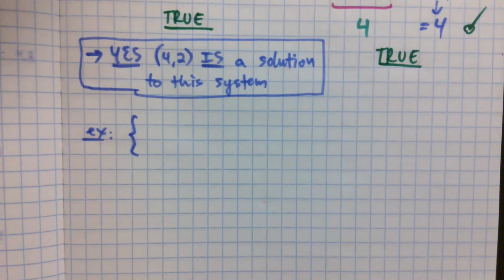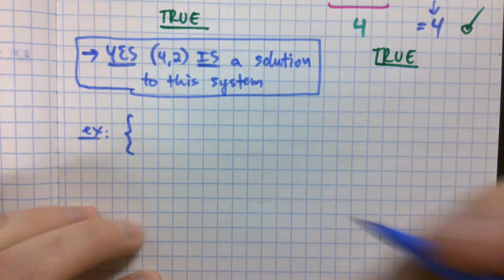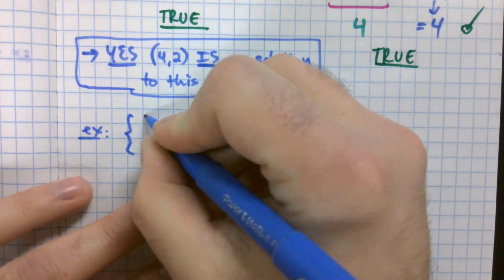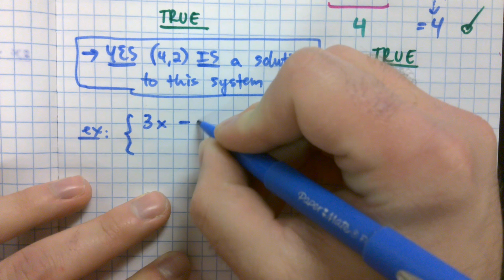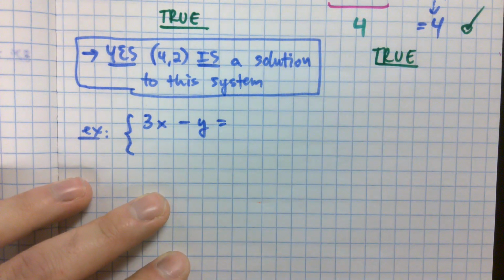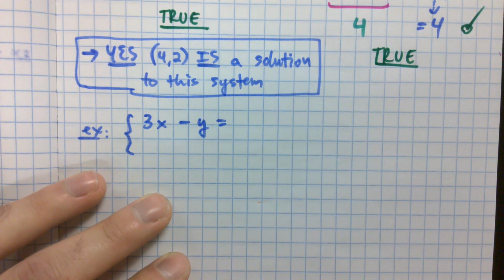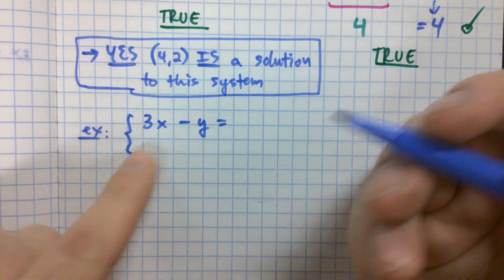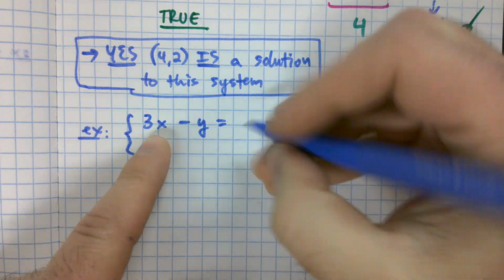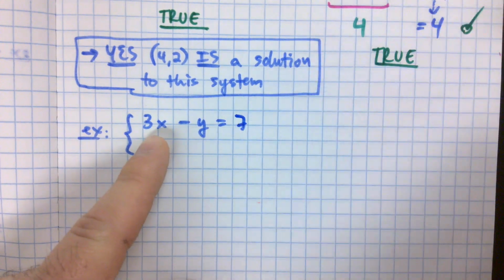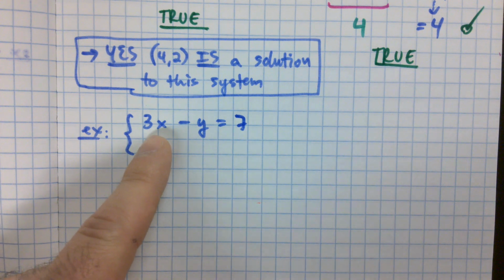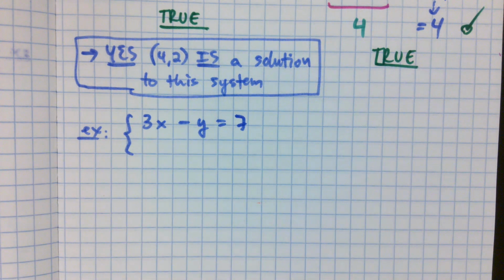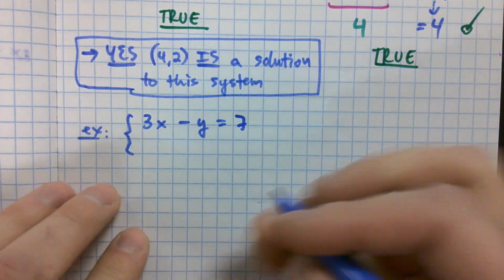Let's set up another example. Let's say 3x minus y equals 7. That's our first equation. 3x minus y is equal to 7. We don't know if it's true or false. We don't even know the point yet.